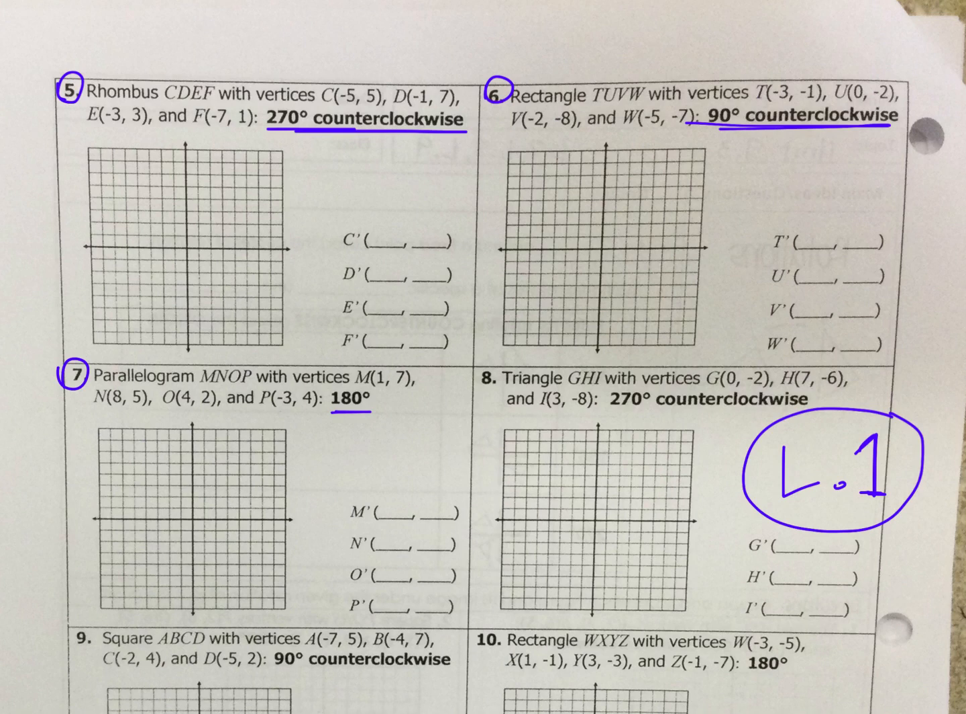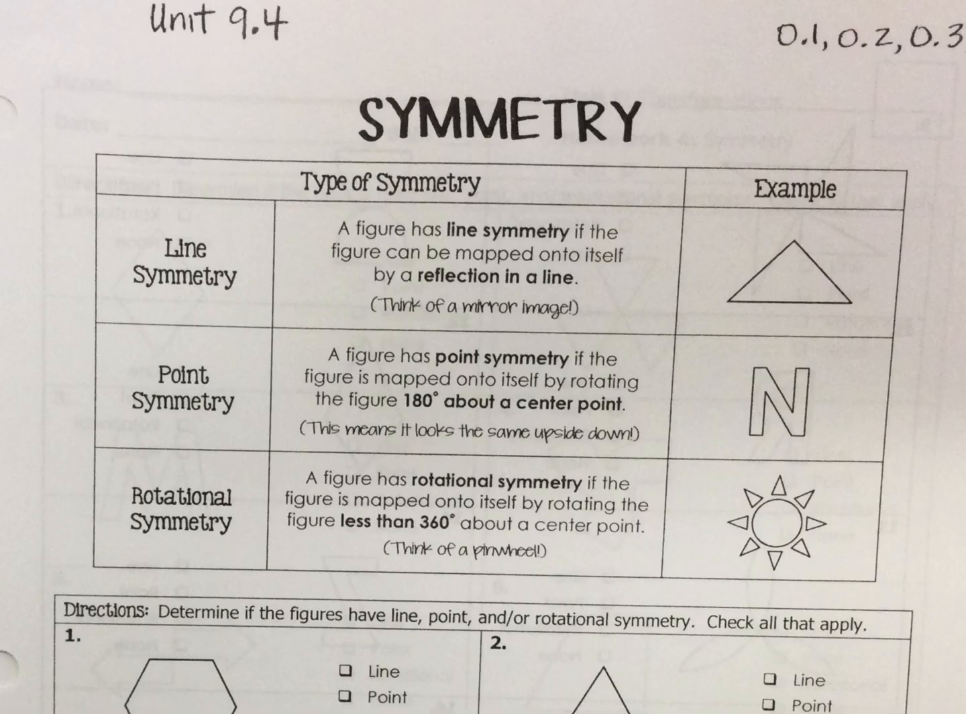When you finish that, I need you to get out your 9-4 notes on symmetry. The word symmetry means when we can cut something. A line of symmetry is when we can cut something in half and it has a perfectly matching side. Okay? So it's like a mirror image.